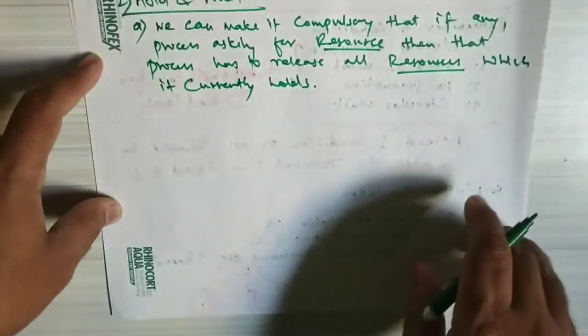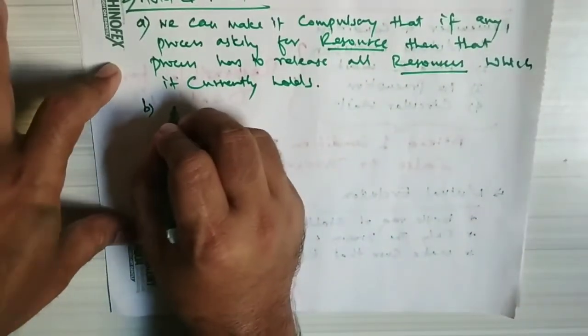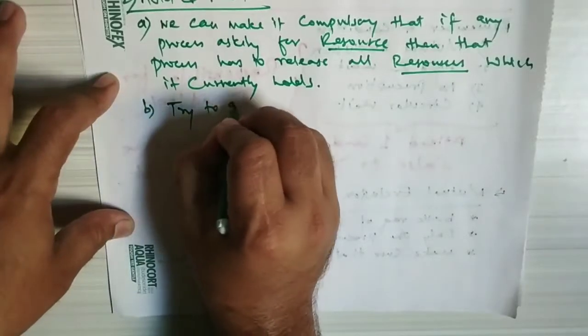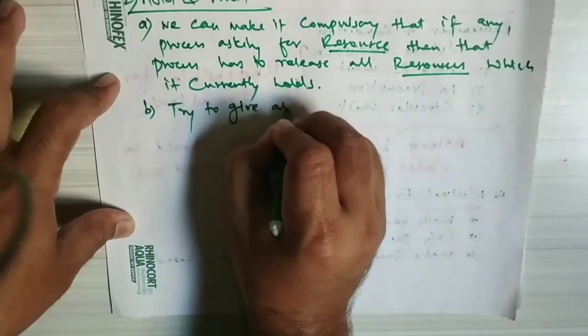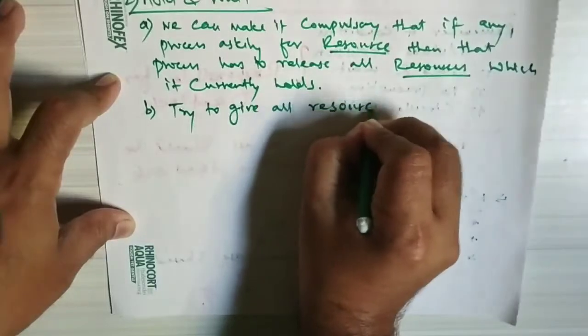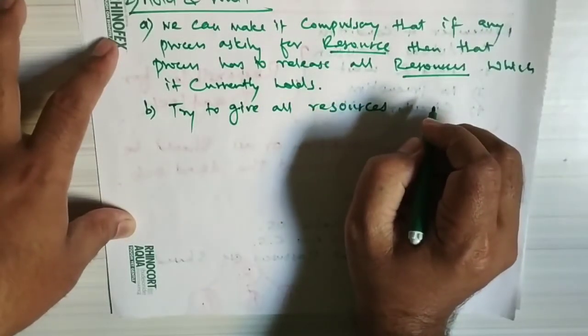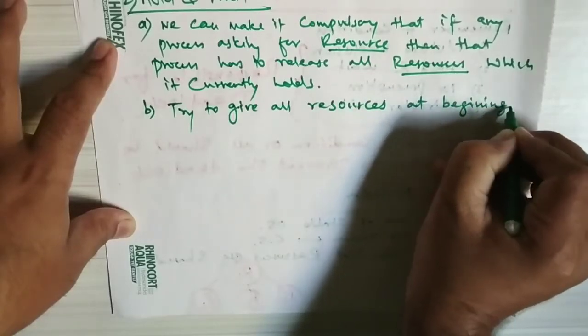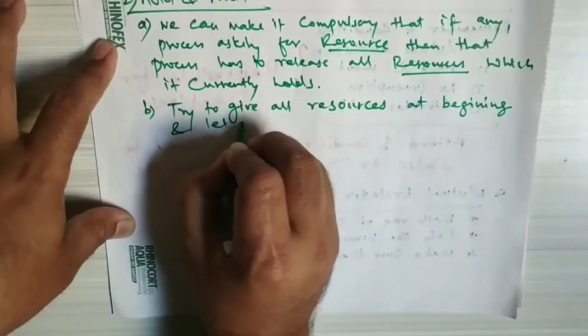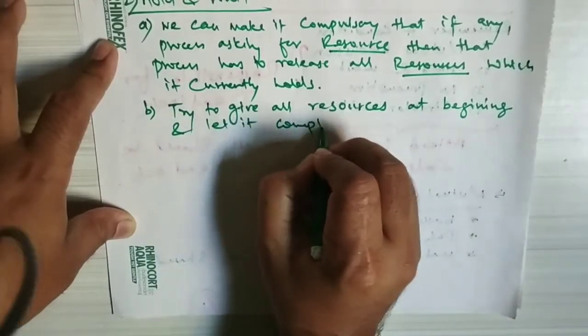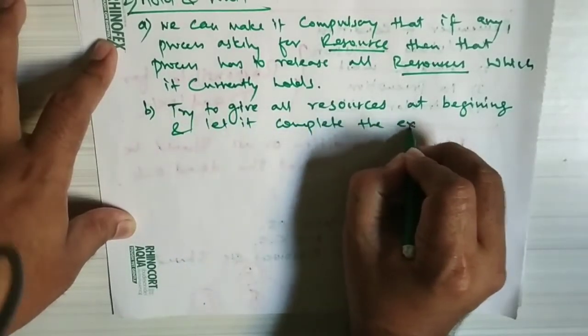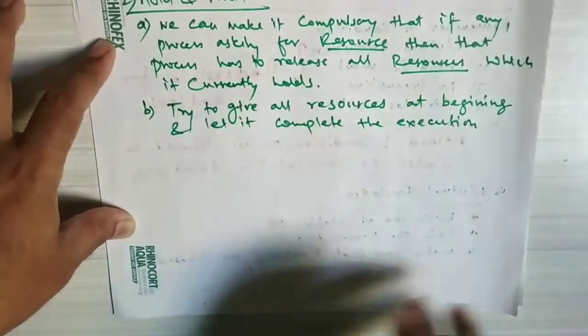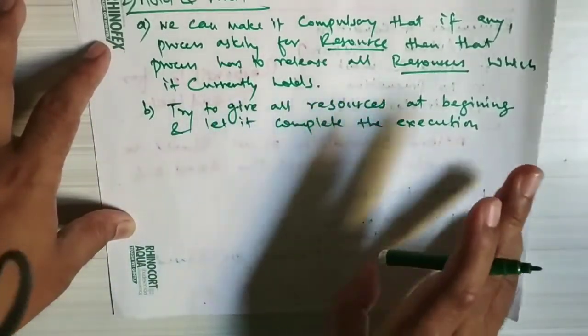The second way we can do, we can try to give all the resources at the beginning and let it complete. Okay, so second way what we can do, try to give all the resources at the beginning only, and let it complete the execution. So this is the second way we can prevent the deadlock in hold and wait condition.